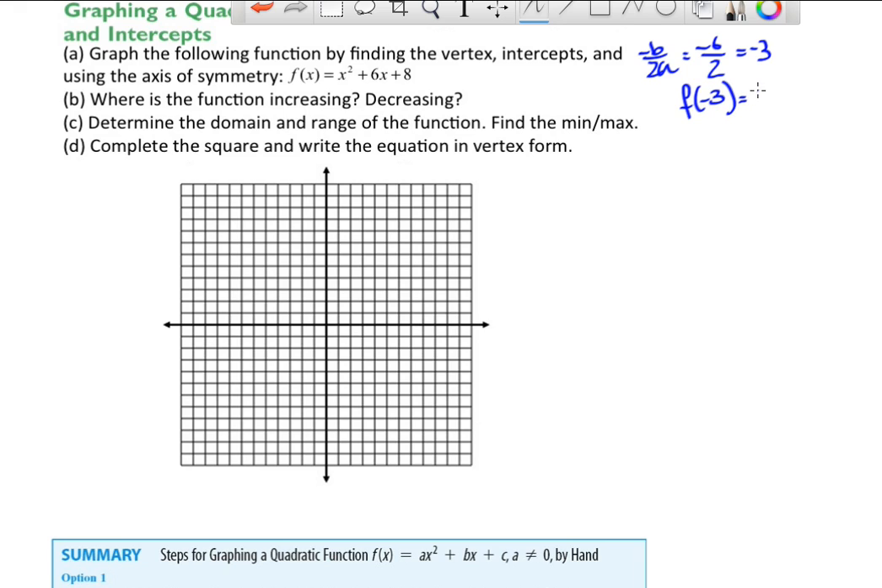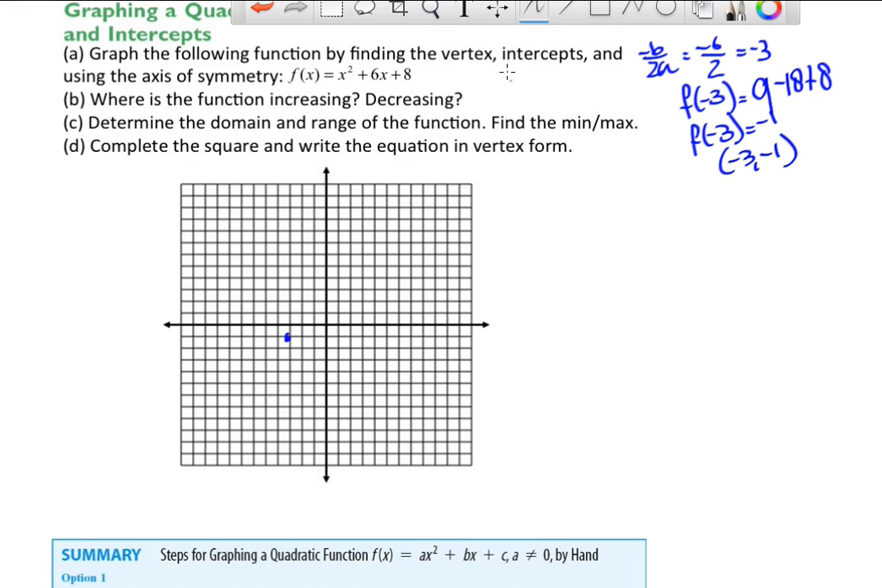What value do you get? Well, that's 9 minus 18 plus 8. That's a negative 10, and then 9. So f of negative 3, I think, is negative 1. So negative 3, negative 1 is on my graph. So that would be here. What else do I need to find?